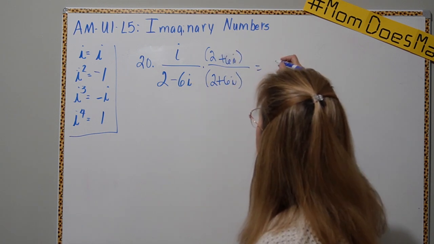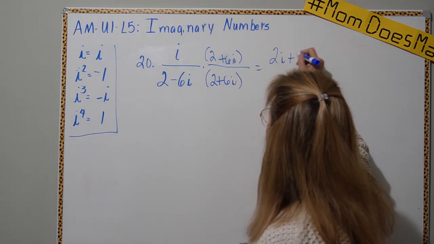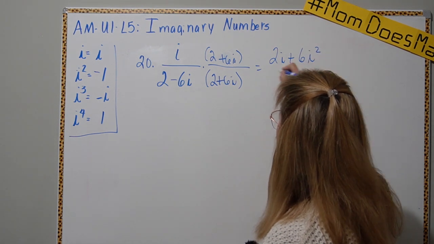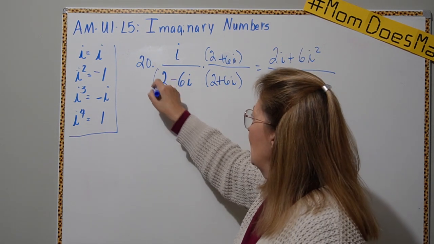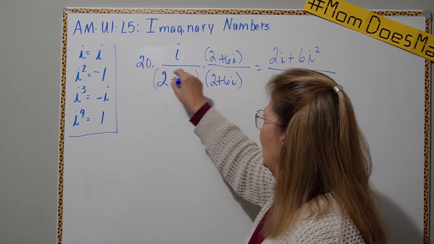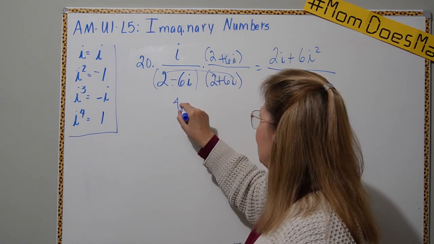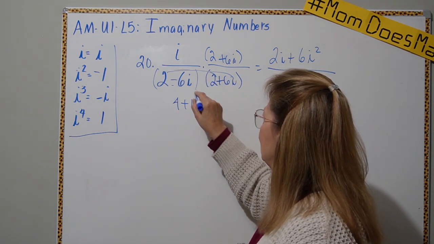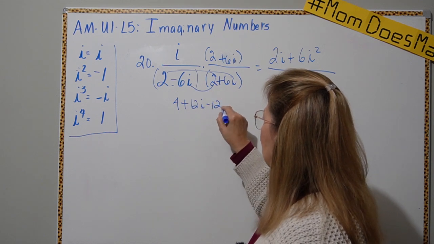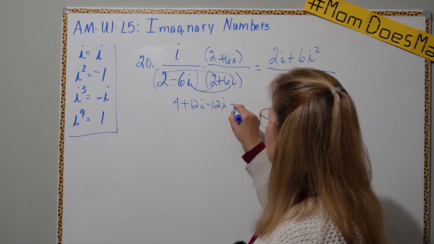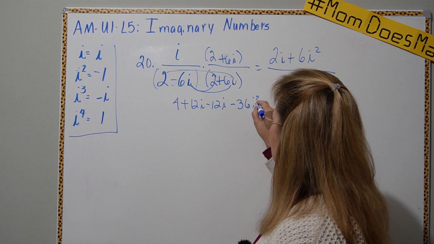So now let's distribute. I have 2i plus 6i squared on the top. Now when I multiply these, let's see what's going to happen. 2 times 2 is 4. And 2 times 6i is positive 12i. This will give you negative 12i. And this will give you negative 36i squared.